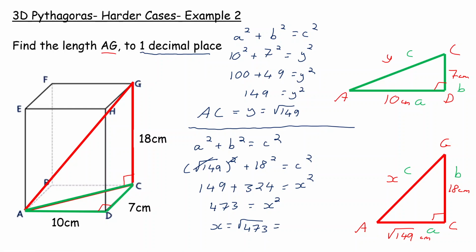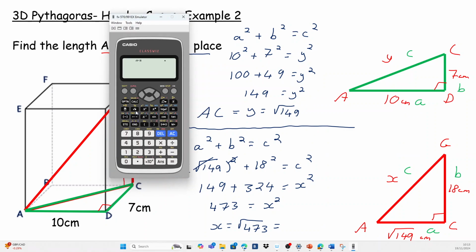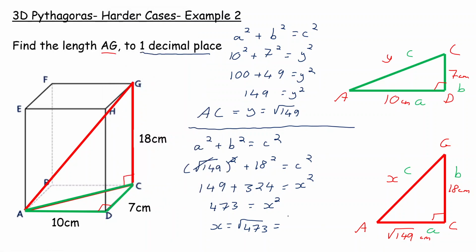So there we go. Put in root 473, enter it, and then put it as a decimal, and let's change it: 21.7 centimeters is my answer for this one. Okay, highlighter, there we go. And my answer is given to 1 decimal place. So just this time I had to use Pythagoras twice, and there we go.